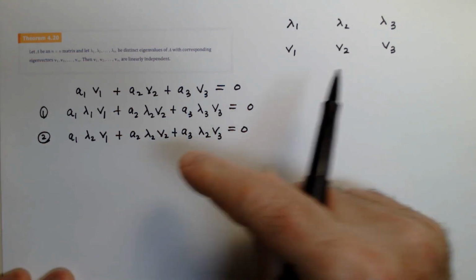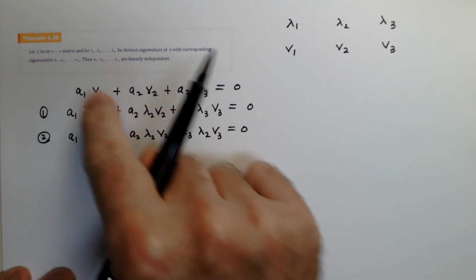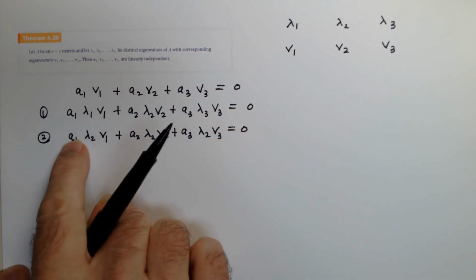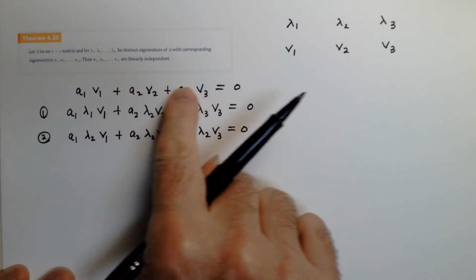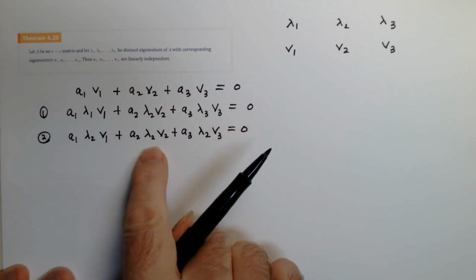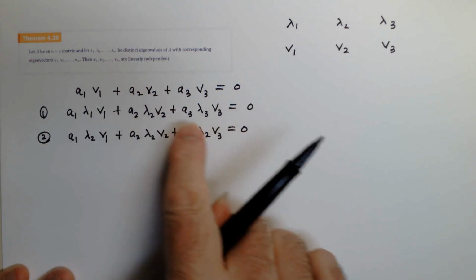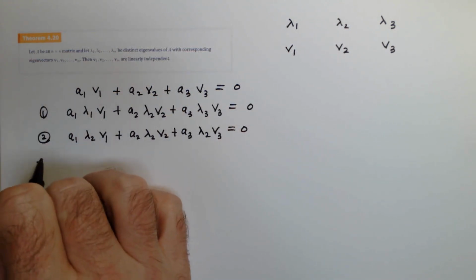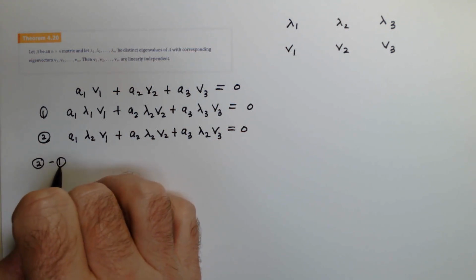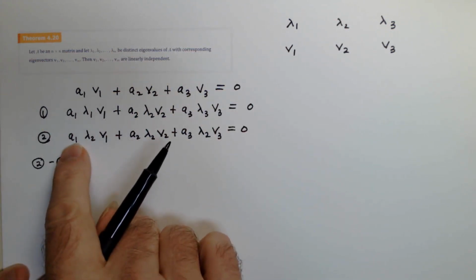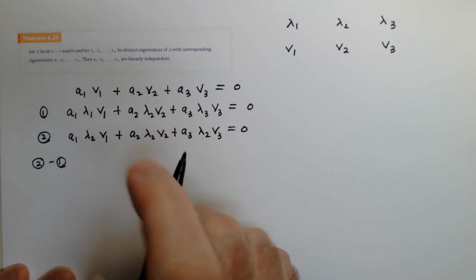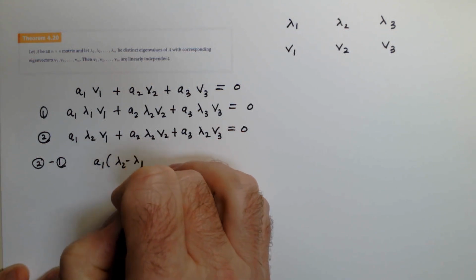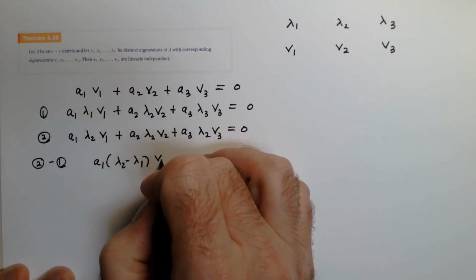Now, what I want to do is take equation 2 and subtract equation 1. This was part of the method for multiplying this equation by lambda 2: what I'm trying to do is effectively eliminate a2 from this equation. So when I take equation 2 minus equation 1, on the left-hand side, I'm going to have a1 times lambda 2 minus lambda 1 times the vector v1.